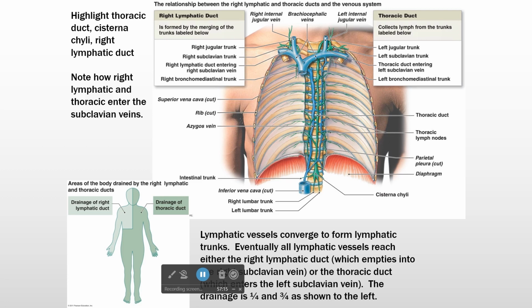The thoracic duct on the left side drains the whole left side of the body and the lower right side of the body. The right lymphatic duct here only drains the right side of the top third of the body, right? So right arm and half of the head and chest. So it's profound asymmetry.